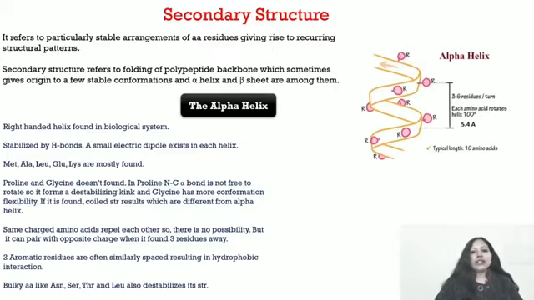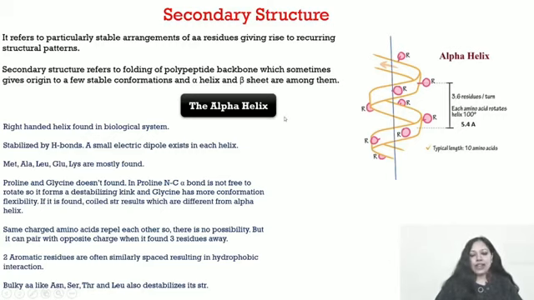Secondary structure results when there is some folding in the primary structure. It refers to a particularly stable arrangement of amino acid residues giving rise to recurring structural patterns. Recurring means same. So secondary structure refers to folding of the polypeptide backbone which sometimes gives origin to a few stable conformations, and alpha helix and beta sheets are among them.